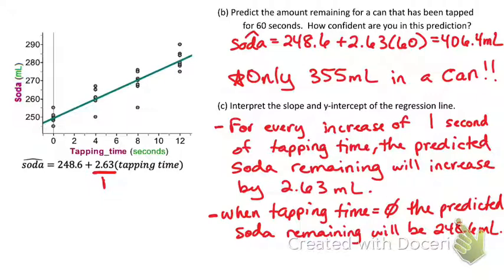So guys, here's the deal. A can has been shaken vigorously for 40 seconds. It's handed to you. You immediately open it. Guess what? You just went from 355 milliliters of soda to 248.6, and you got about 110 milliliters of soda on you. That's a lot of soda on you. You are now a sticky mess. So when the tapping time is 0, you did not tap on it, you just opened it. The predicted soda remaining is going to go to 248.6. That means you got soda all over you. You should tap. Is it worth the tap though? It's worth the tap.